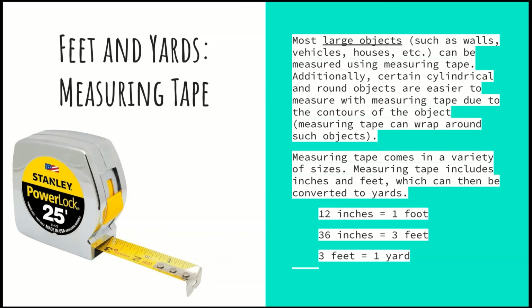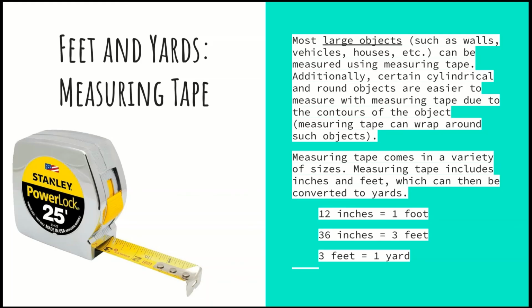Okay. So measuring tape comes in a variety of sizes. Not all of them are 25 feet long. Some are longer, some are shorter. So depending upon what you're measuring, you'll have to find a long enough measuring tape, so that you can measure continuously as opposed to having to stop at 25 feet, make a mark, and then restart measurement, and then add those two measurements together. So measuring tape includes inches and feet, which can then be converted to yards.